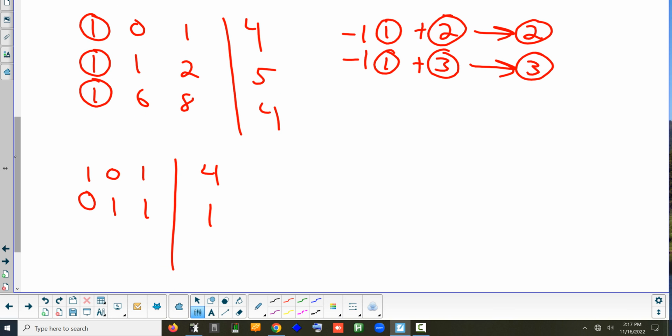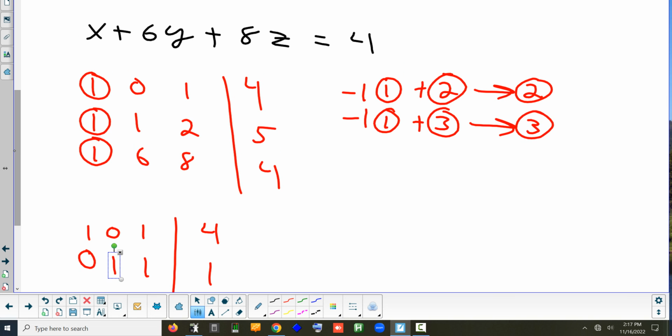And something we need to do in the next step is already done for us. We've already ended up with a 1 right here, so this method is working perfect for this problem. All right, let's do it again.